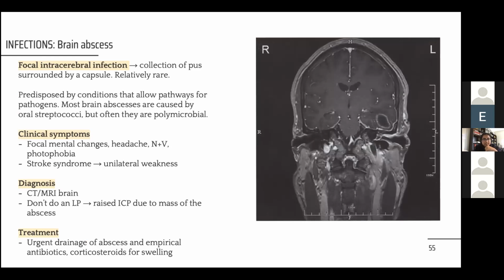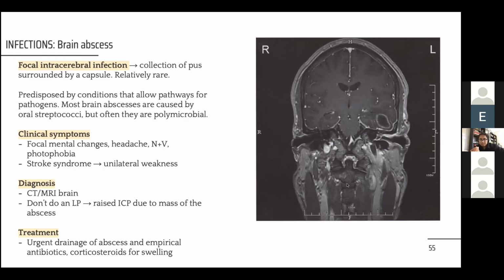Because it's a mass that's in the brain, it can create something called a stroke syndrome. So it can mimic there being a stroke there because it's kind of destroying the brain tissue in that area. You diagnose it with a CT or an MRI brain, like you see here. And I'll get to the LP in a second. So you don't do a lumbar puncture because the brain is swelling, because there's an actual mass in the brain.